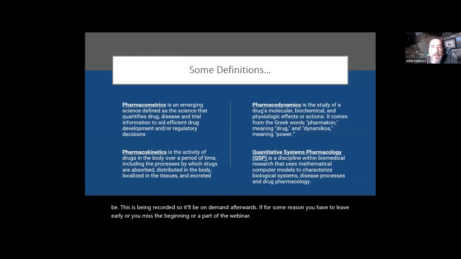So for some of you that are here that maybe aren't experts in this space, I just thought to put together a couple definitions to kind of orient everyone. So pharmacometrics is a discipline defined as the science that quantifies drug, disease, and trial information to aid in efficient drug development or regulatory decisions.